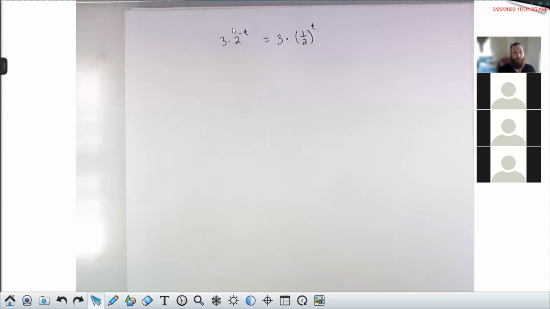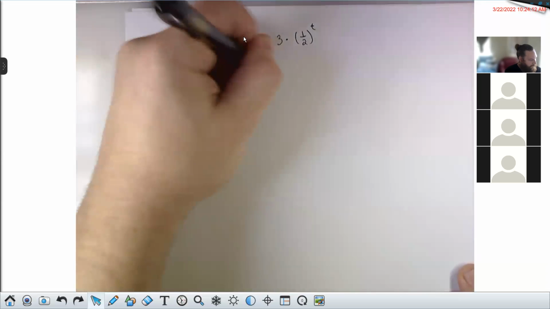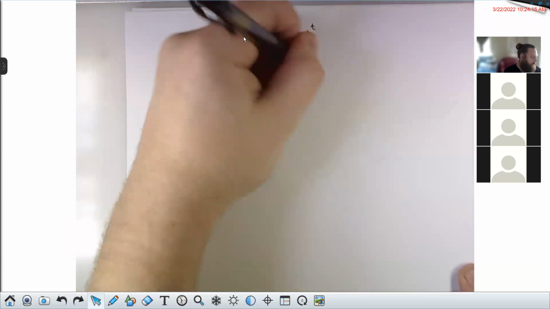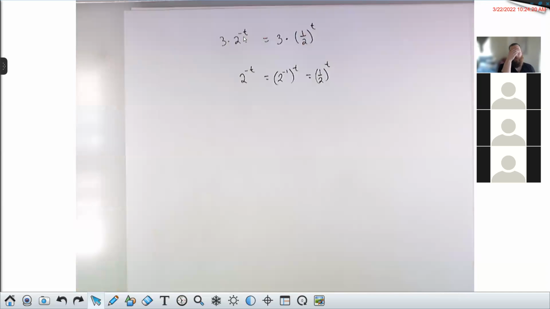All right. So 2 to the negative t, you can think of this as 2 to the negative 1, to the t, and that is 1/2 to the t. And that will definitely help. I think that'll make life a little easier. Now you can see what your base is, right? Your base is 1/2, or your decay factor, if you like to call it.